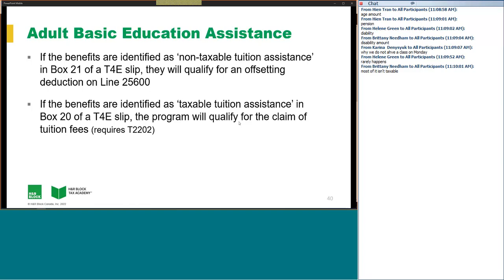On the other hand, if they had taxable tuition assistance, they don't get a deduction, which means it is their income, which means they can qualify for tuition fees. So again, if you have a student and they have tuition assistance, my advice is go back to the textbook and just double check the rules on that one. When can they claim the tuition credit? When can they not? Just remember, you might have to think about it a little bit harder than the average student who just has normal tuition and no unusual income connected to that.